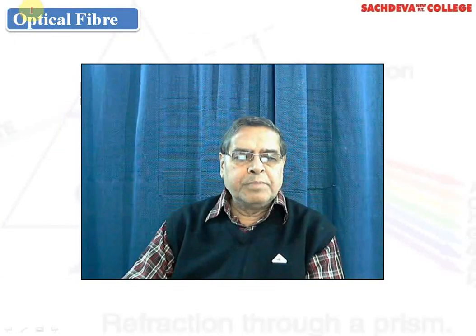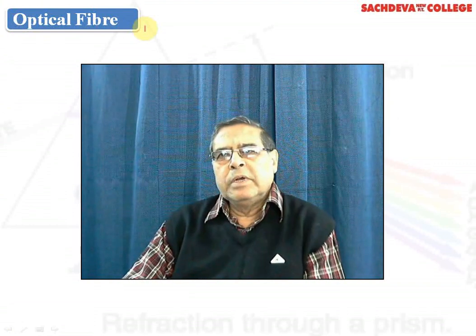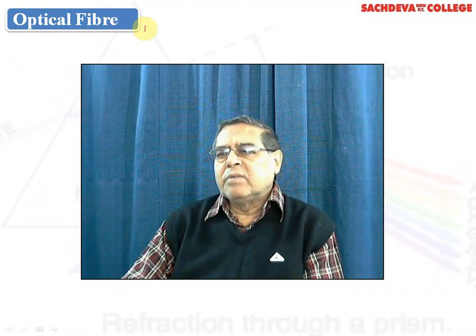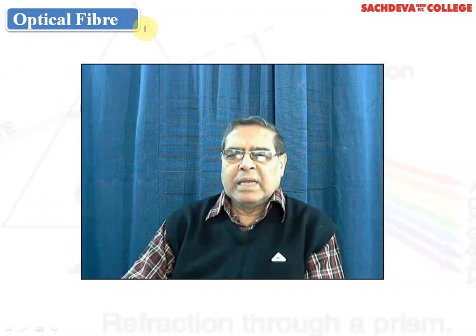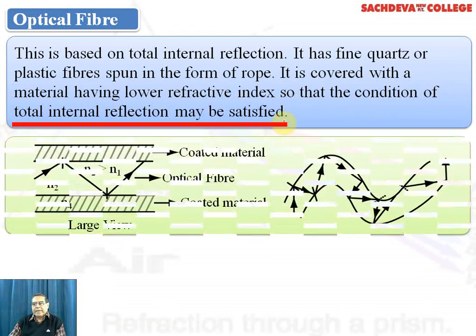Now we come towards the optical fiber. Optical fiber is basically a narrow tube which has an inner portion of one refractive index, and a coated portion with a different refractive index. This is based on total internal reflection. It has a fine quartz or plastic fiber spun in the form of a rope. It is covered with material having a lower refractive index so that the condition of total internal reflection may be satisfied.